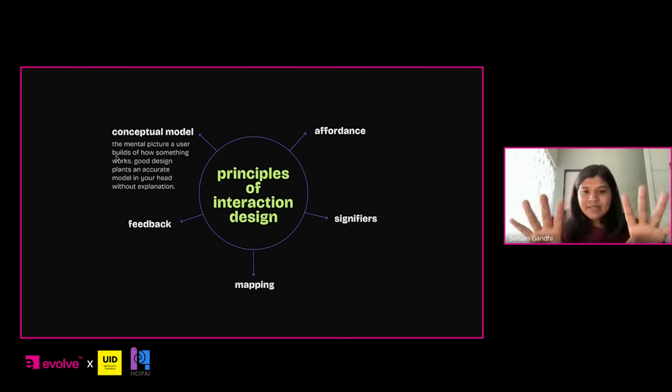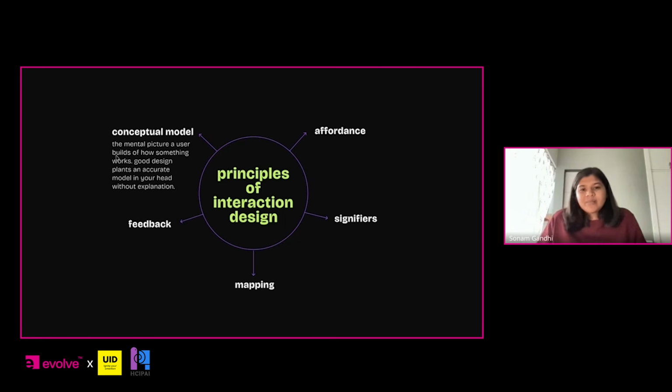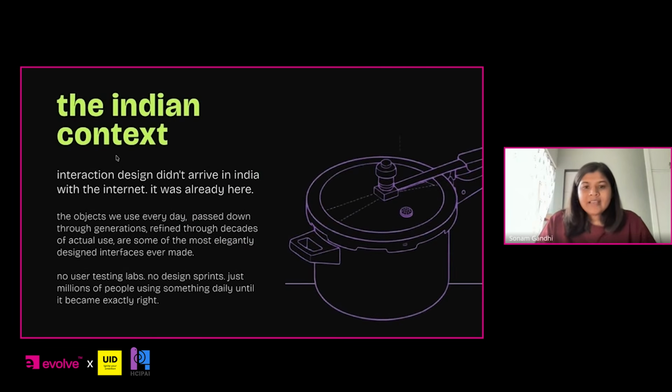So these five principles seem very academic, right? Oh my God, you have to figure out affordance, signifier, mapping, feedback, conceptual model. I'm just designing a product. So how do I incorporate this in my own design? Let me break this down and give you an example related to an object that you must be seeing every day in your kitchens. That's your pressure cooker.